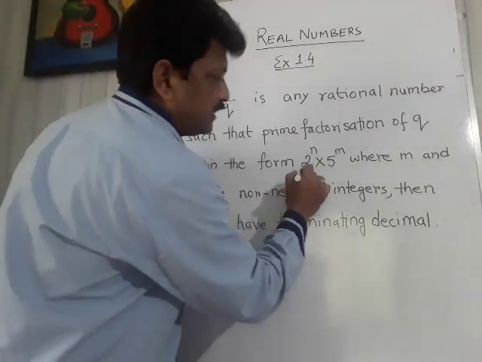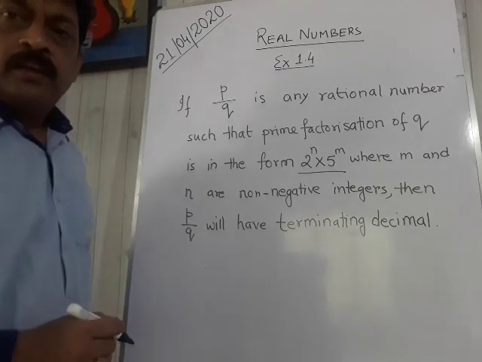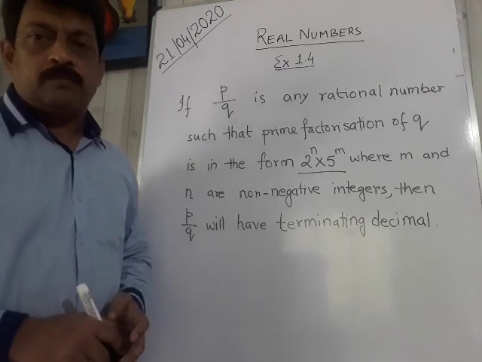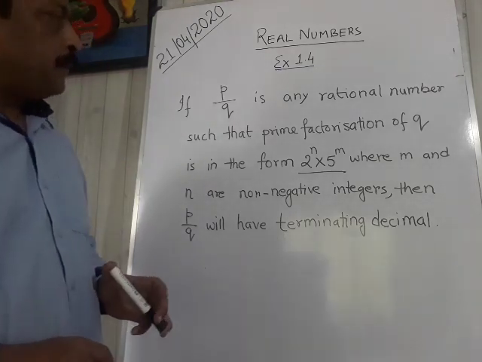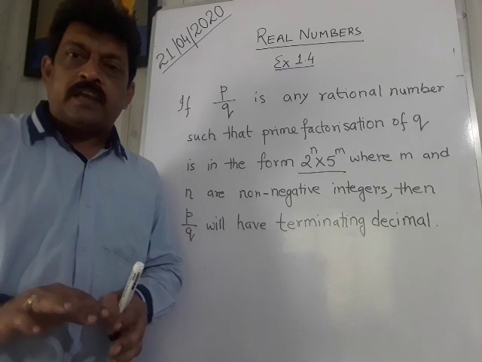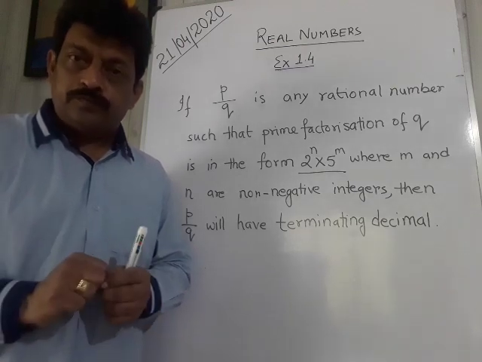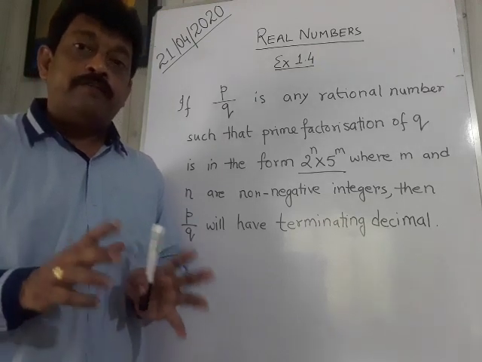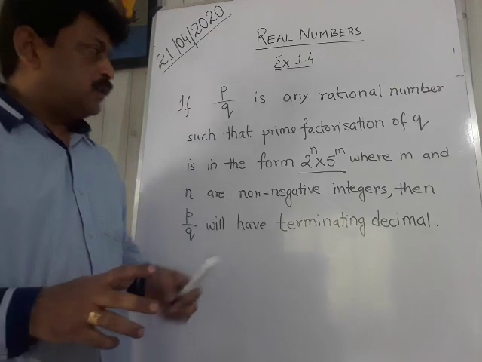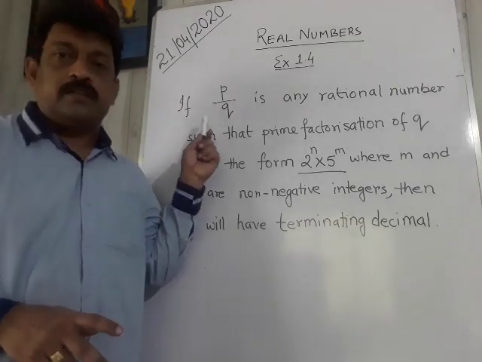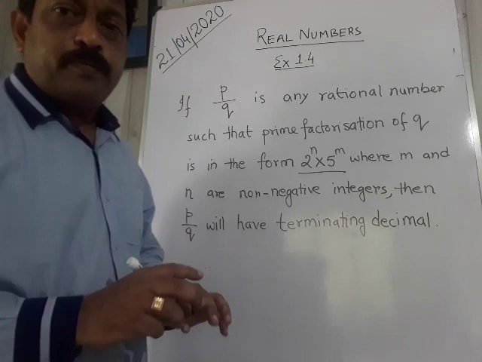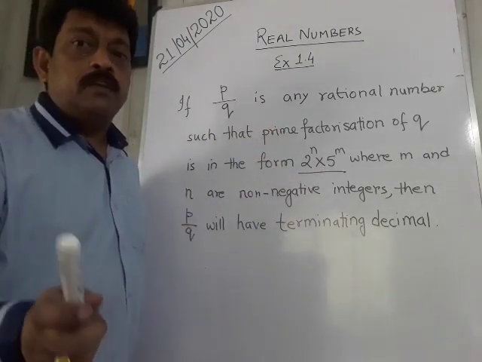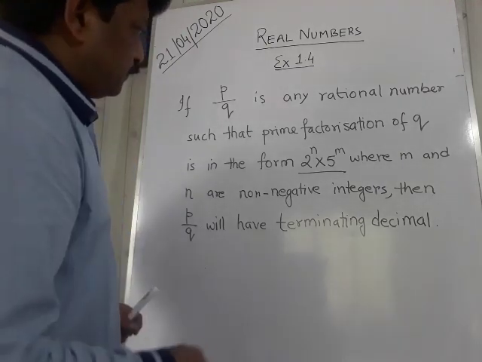After checking if it is in the standard form, now resolve this q into prime factors, and if the prime factor of q is in this form, that is 2 to the power n into 5 to the power m, then only we can say that it is a terminating decimal. It will have a terminating decimal. Means the prime factor of q can be only 2, or it can be 5 only, or it can be 2 and 5 only. In those cases it will give a terminating decimal. But if any other prime factor is there other than 2 and 5, then it will never give a terminating decimal.